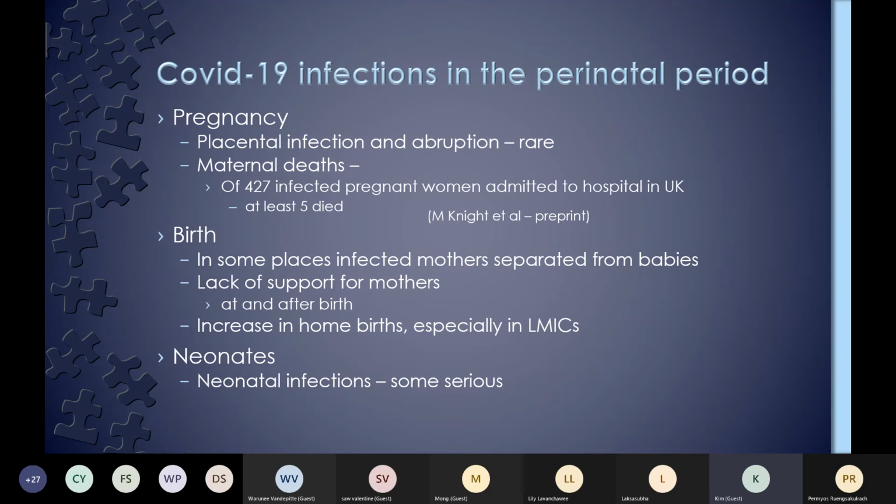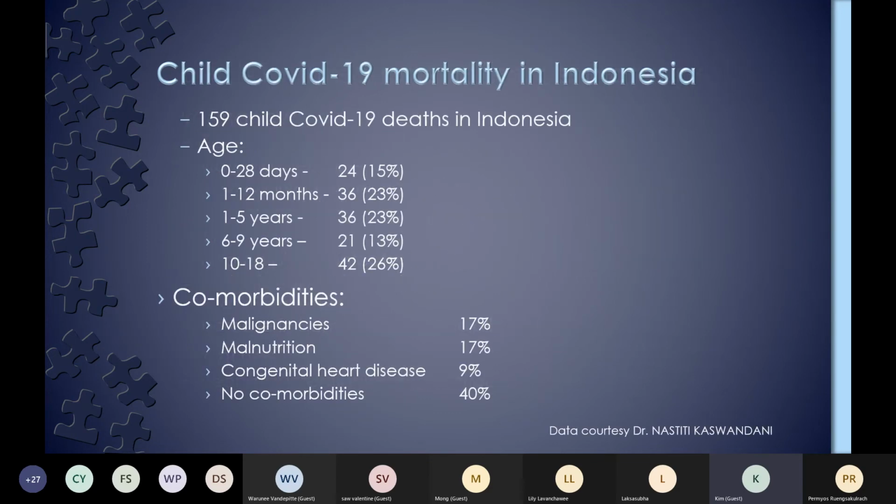Similarly, in many settings, especially poorer countries, there's been a huge rise in home births, and the reasons for that are obvious. And of course, home births in Africa, for example, are going to be associated with increased maternal and neonatal mortality. Having said those comments, though, there are neonatal infections that occur. There's not been a huge number. They've been written up in the literature often individually, but some of them are serious, so we can't really ignore this. And this data from Indonesia highlights that, actually.